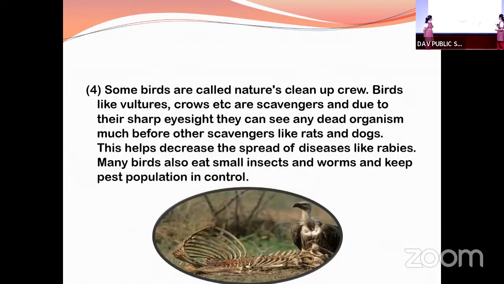Some birds are called nature's cleanup crew. Birds like vultures, crows, etc. are scavengers. And due to their sharp eyesight, they can see any dead organism much before other scavengers like rats and dogs. This helps in decreasing the spread of diseases like rabies. Many birds also eat small insects and worms and keep the pest population in control.